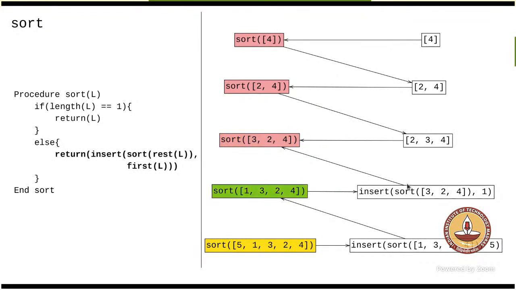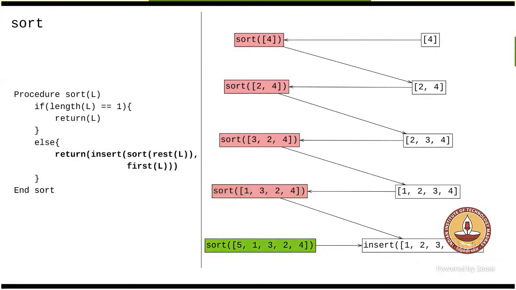Insert of 2, 3, 4 comma 1 gives 1, 2, 3, 4. Finally, you have insert of 1, 2, 3, 4 comma 5, which will be 1, 2, 3, 4, 5. Okay, so this is recursive insertion sort, right?